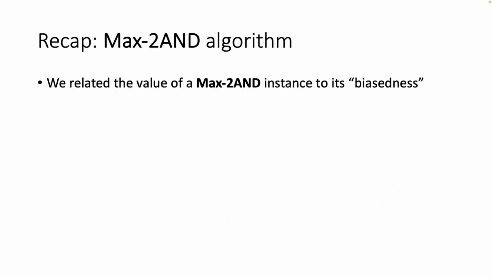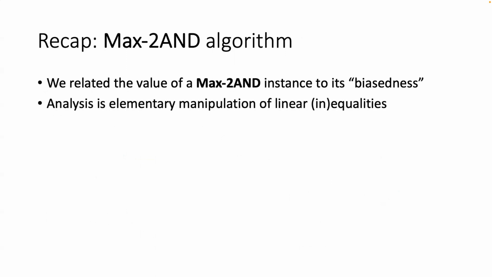So the recap overall is that we've taken a max 2AND instance and related the value of the best possible assignment to some quantity, which we called its biasness, which says something about how often, for a typical variable, it usually occurs positively or usually occurs negatively, or is a mix between the two. And once we wrote down the inequalities, the actual analysis was basically looking at two inequalities and noting that there's a non-negative thing on the right-hand side of one, so it's at least the left-hand side of the other, or something like that.